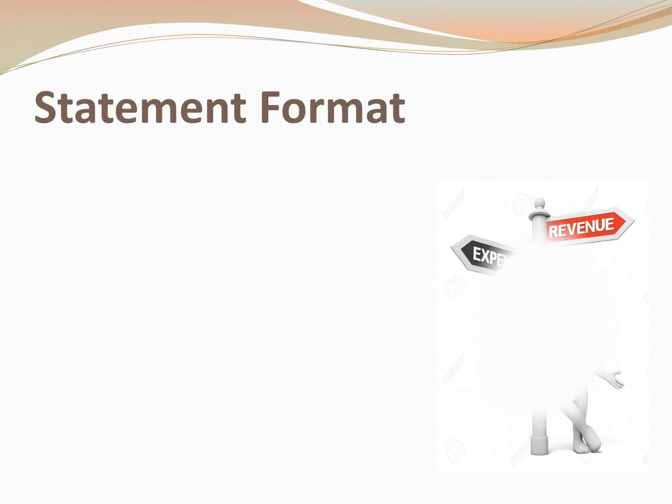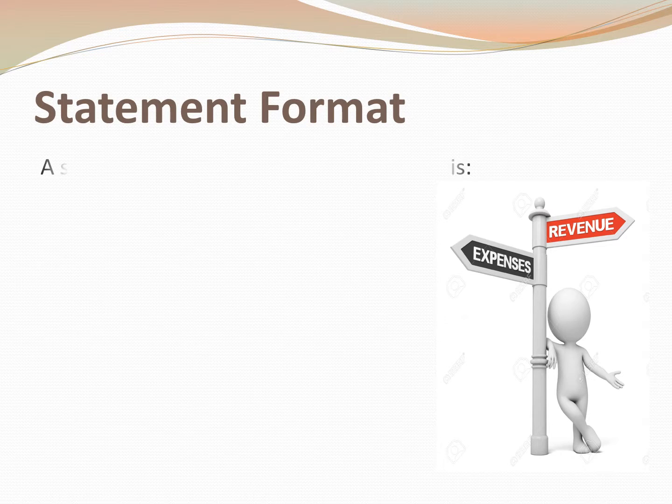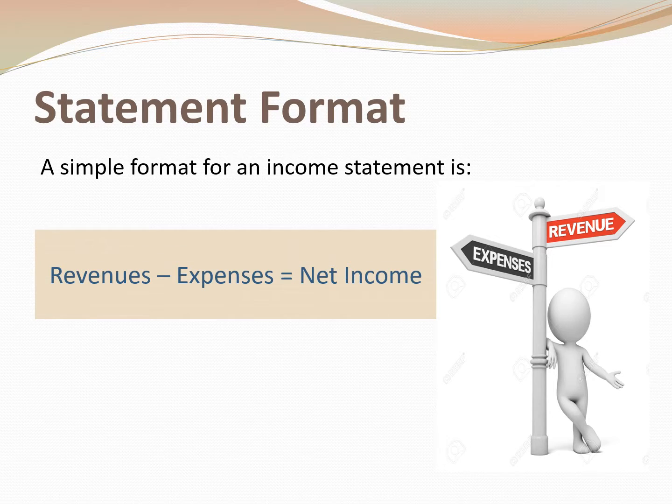The income statement calculates net income or loss over a range of time. A simple format for an income statement is revenues minus expenses equals net income. For example, annual statements use revenues and expenses over a 12-month period, while quarterly statements focus on revenues and expenses incurred during a 3-month period.